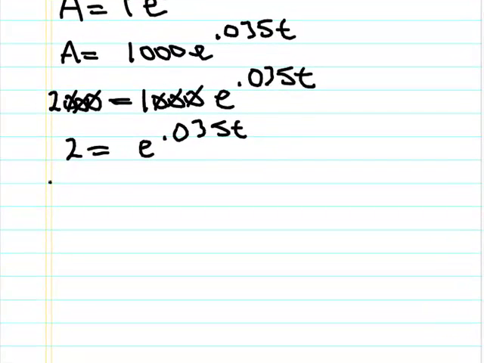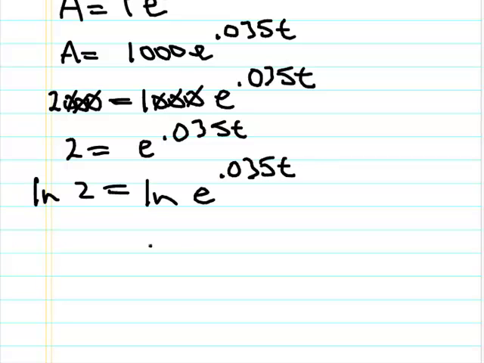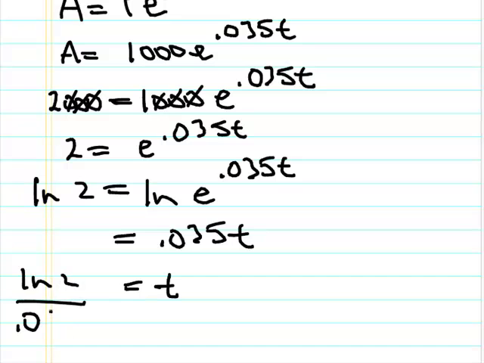Since the t is in the exponent, we need to take the natural log of both sides. So natural log of 2 is equal to natural log of e to the 0.035 t. Using properties of logarithms, the right-hand side is 0.035 t. Because the natural log and the exponential functions are inverses of each other, we divide both sides by 0.035, and we get as an answer using the calculator, the log of 2 divided by 0.035 is 19.8.